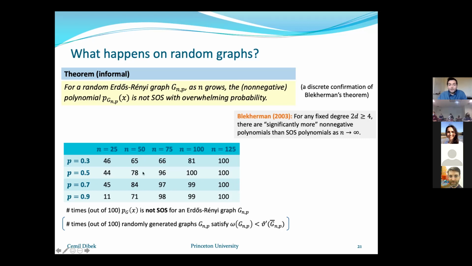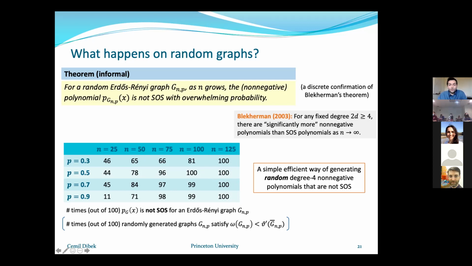We calculated the Schreiber number, which is a semi-definite program, and whenever it's not an integer, we just said, okay, it's not SOS. So there may be more actually, but that's the one. And you see here, even for n equals 100, almost all of them are not SOS.